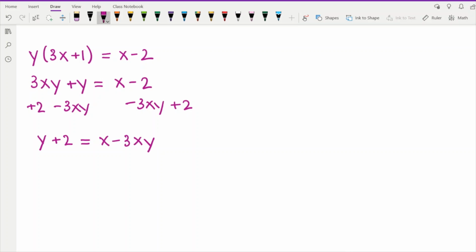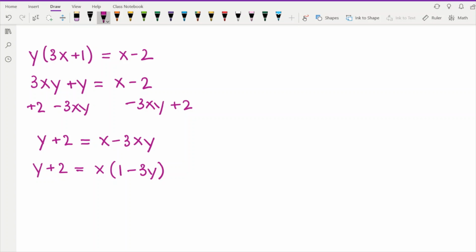I think this next step is the key step. Again, what's our goal? Our goal is to solve for x. So what could we do on this right-hand side that would get us a step closer to solving for x? This is tricky. It's the trickiest step of this whole thing. What we can do is factor out an x on this right-hand side. When we factor out an x, we're left with 1 minus 3y. Because if you were to multiply the x back in, you'd get x minus 3xy.